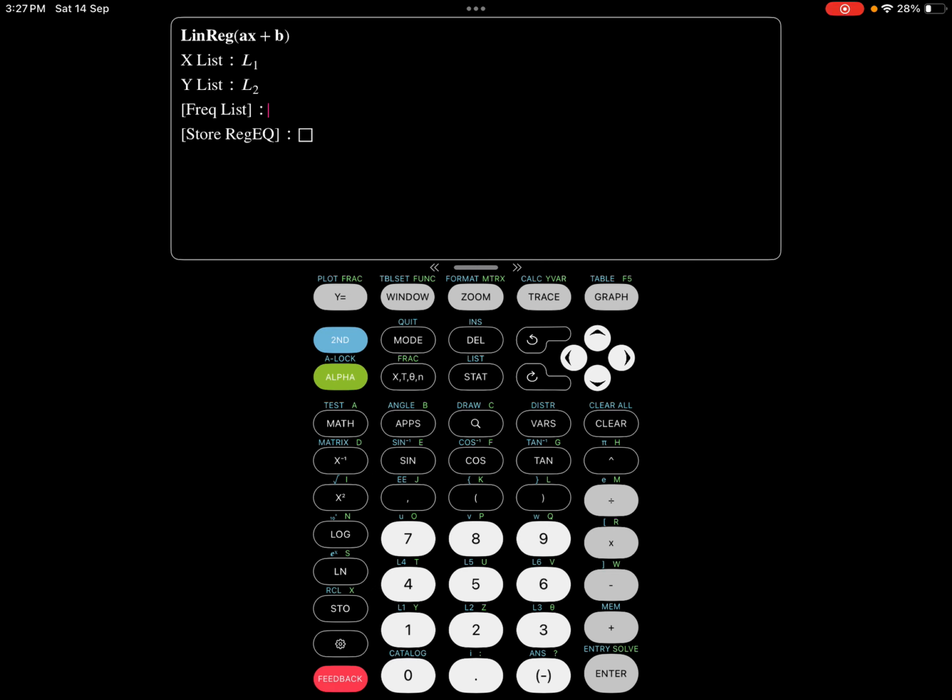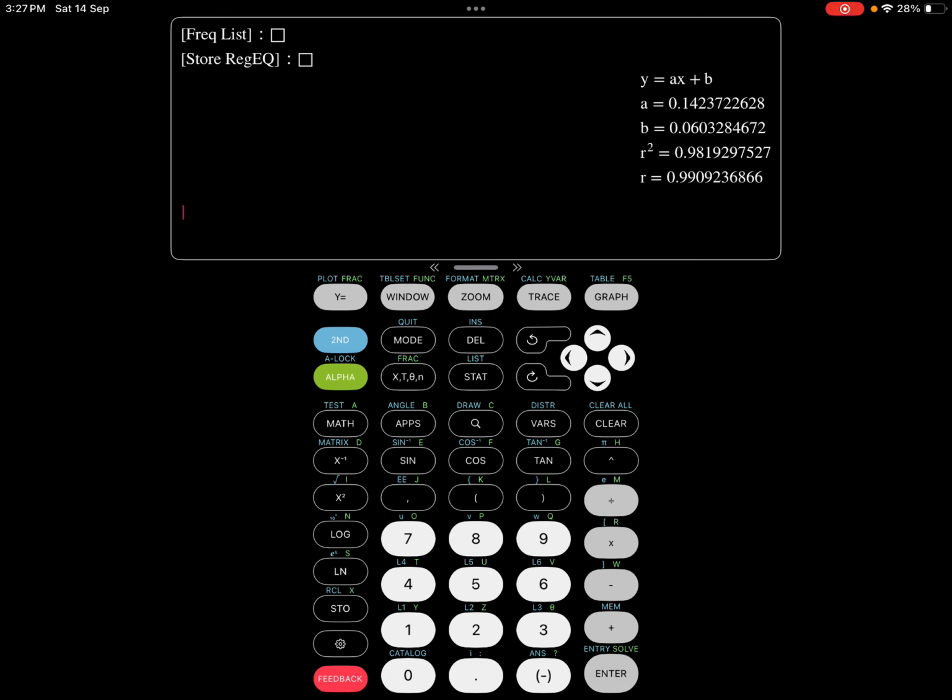Okay, so what I'm going to do is I'm just going to press enter all the way, and you're going to get the A value and the B value. You're going to get 0.142, and you're going to get 0.0603.